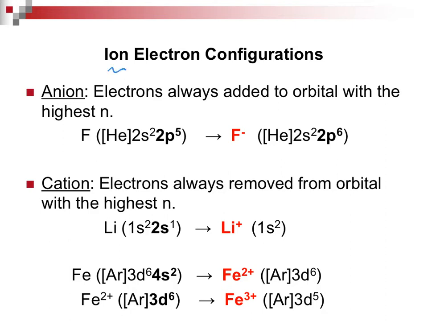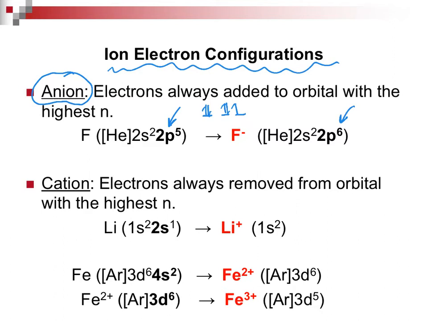Well, they want to talk to you in your textbook in this chapter about an ion electron configuration. So first we have our anion, and what they say is you always add it to the orbital with the highest n. Think about what a P5 looks like. We have this electron configuration. If I add one electron in, I will make a full shell. That's what drives all of these things.